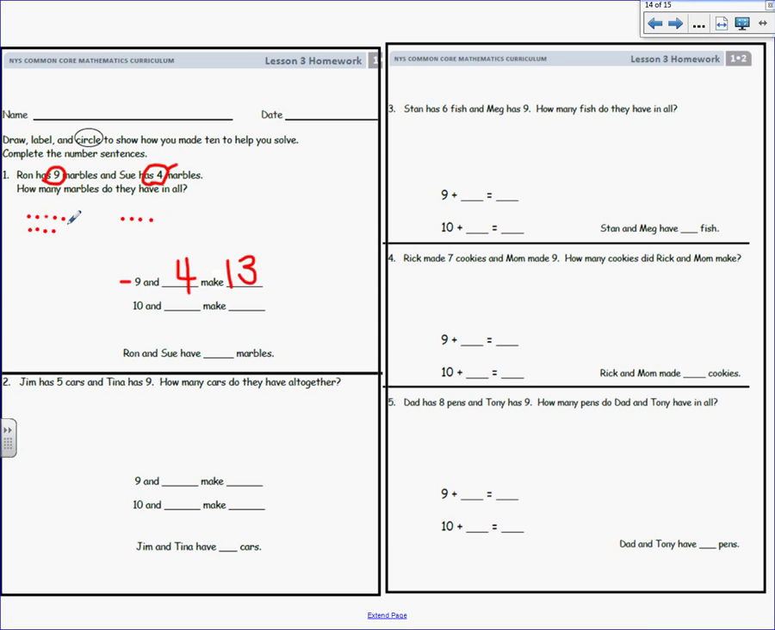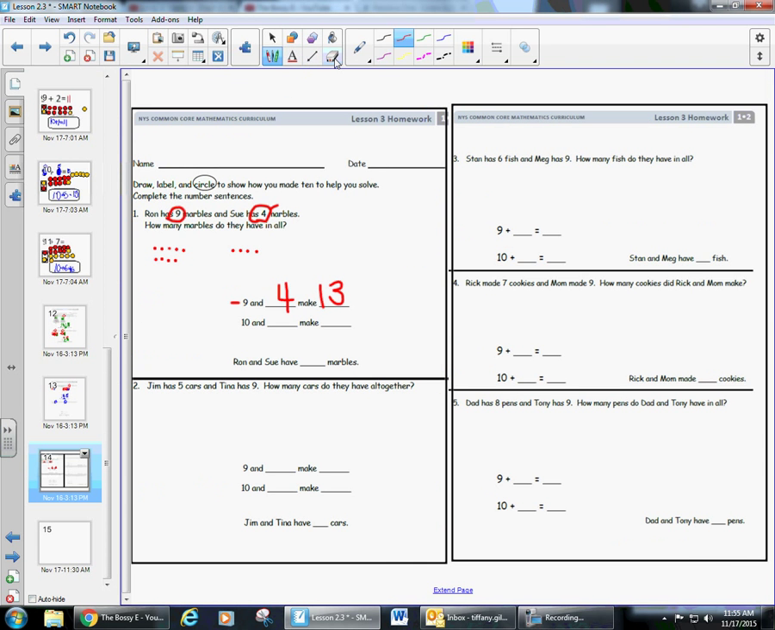Now we're going to make that 9 into a 10. So what they're going to do is they're going to erase or mark out one of these dots of the 4 and move it over here to make 10. So now it's not a 9 and a 4. Now it's a 10, which is what this says here, and a 3.